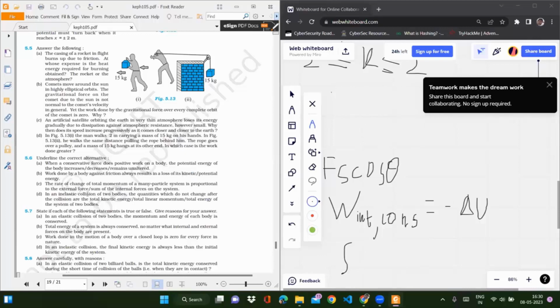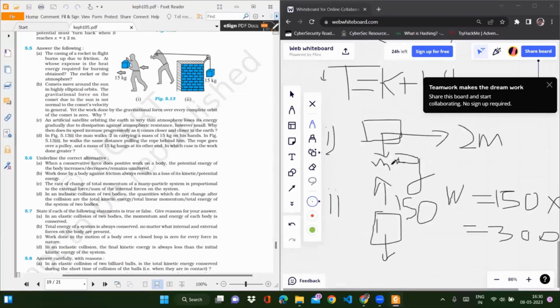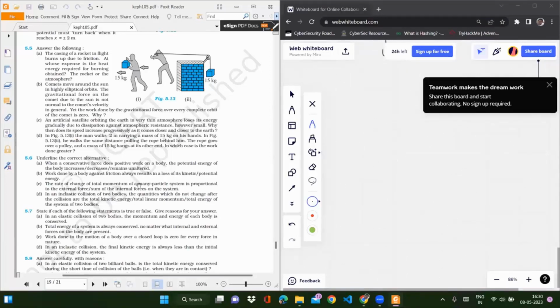The rate of change of total momentum of a many particle system is proportional to the external force, not the sum of the internal forces on the system. So now this is a thing from the previous chapter regarding force and momentum. The rate of change of total momentum of a many particle system is proportional to the external force, or the sum of the internal forces on the system.